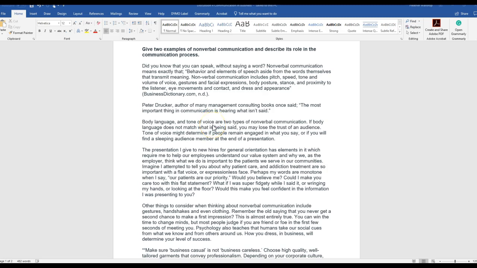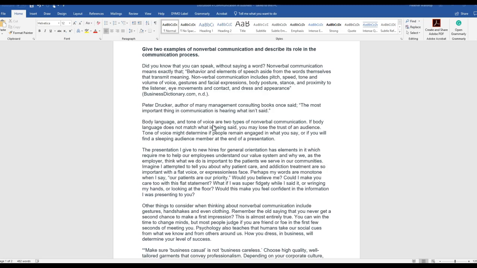Did you know that you can speak without saying a word? Nonverbal communication means exactly that: behavior and elements of speech aside from the words themselves that transmit meaning. Nonverbal communication includes pitch, speed, tone, and volume of voice, gestures and facial expressions, body posture, stance, and proximity to the listener, eye movements and contact, and dress and appearance.